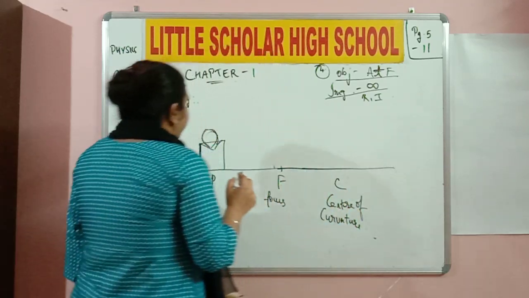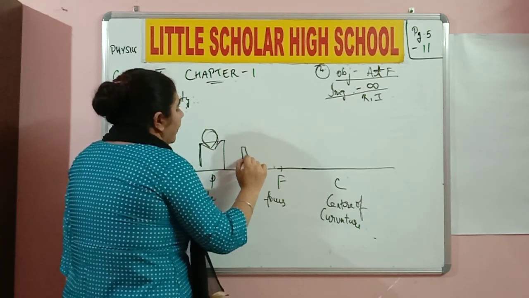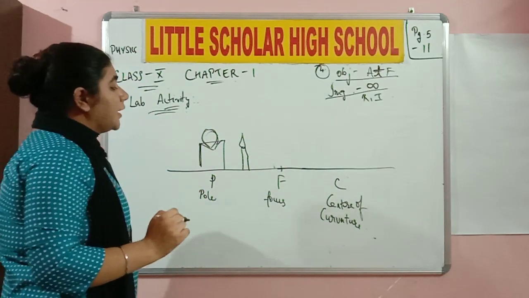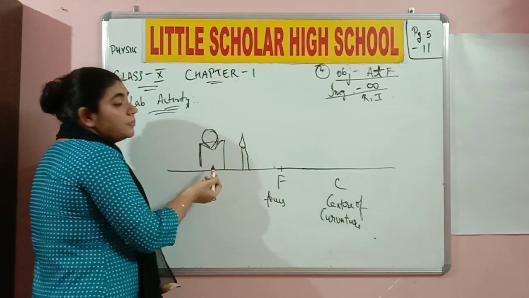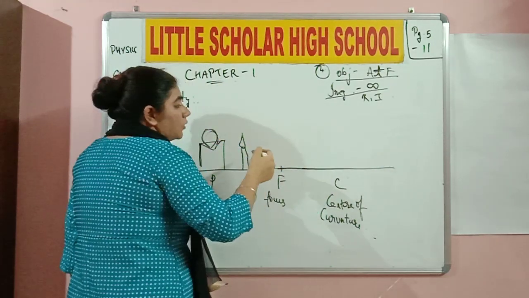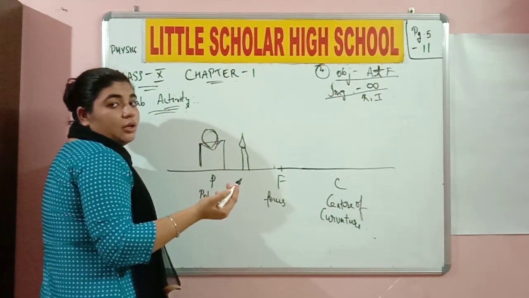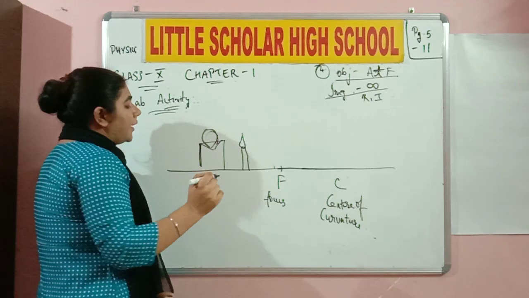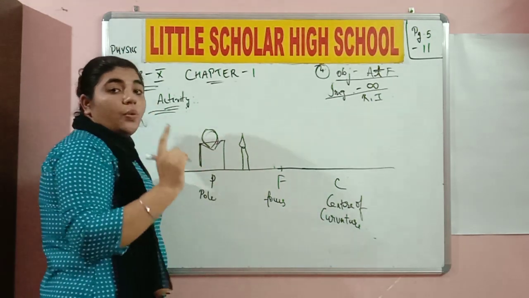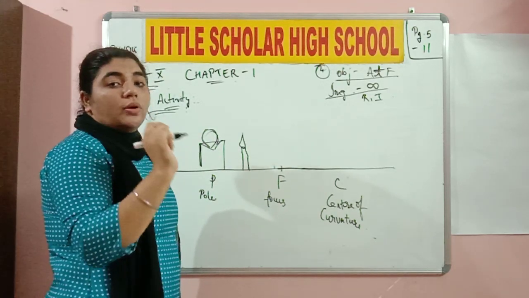Now, the next one that I need to consider: I place my object between P and F. Fine. When I place my object between P and F, which is very, very near to the mirror, what is going to happen? If I place my screen anywhere on the right side over here, I might not get the image. I will not get the image at all. So now you have to understand that whenever I place my object between P and F, I am not going to get a real image, because it is only real images which can be captured on the screen.